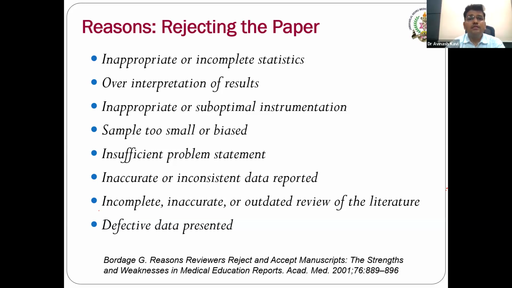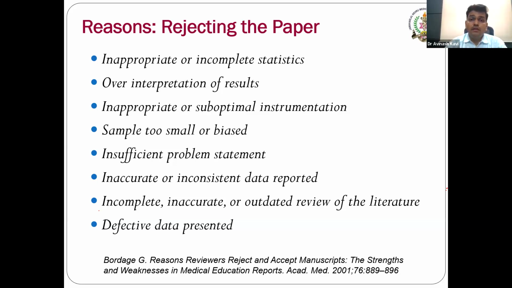So these are some of the reasons which we can put, and the list goes on, and we can talk about these things in detail if needed. But anyway, I've given the reference. Anybody who is interested can read this very interesting paper on rejecting the paper. Probably this will help us refine where we are missing the link.